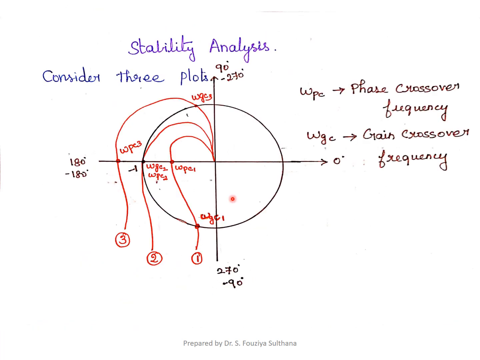Consider three plots which start at infinity and end at 0. So the direction of the plot is the clockwise direction. This is the unit circle. The point which intersects at the unit circle is called as the gain crossover frequency, and the point which intersects at the 180 degree phase angle is called as the phase crossover frequency. So for the first plot, this is the gain crossover frequency and this is the phase crossover frequency. For the second plot, both are at the same position. For the third plot, this is the phase crossover frequency and this one is the gain crossover frequency.